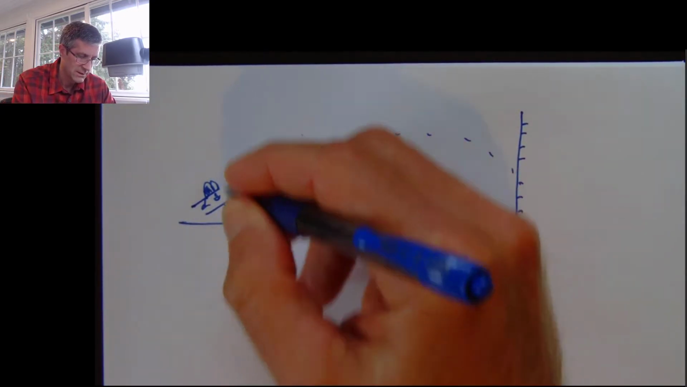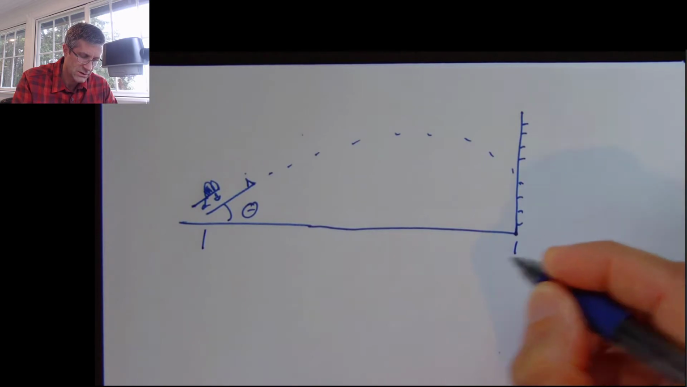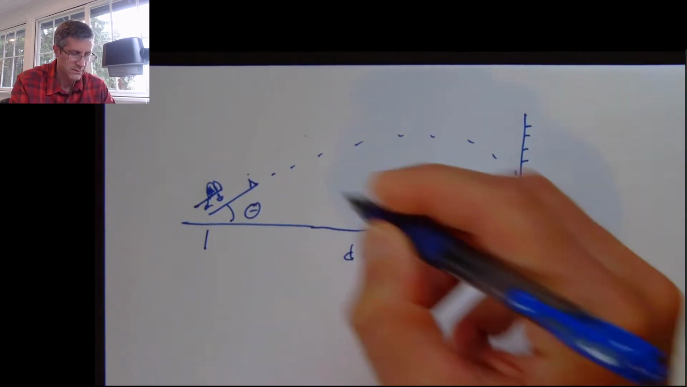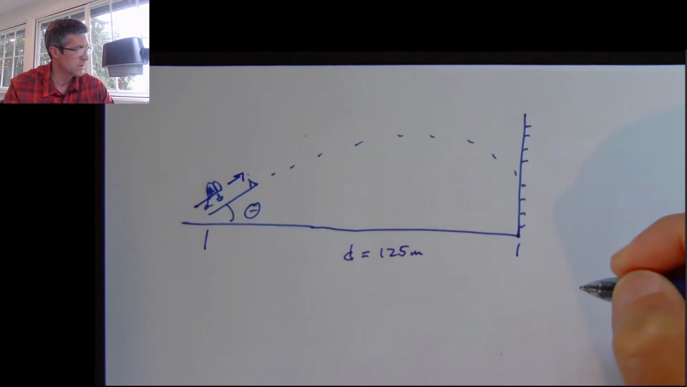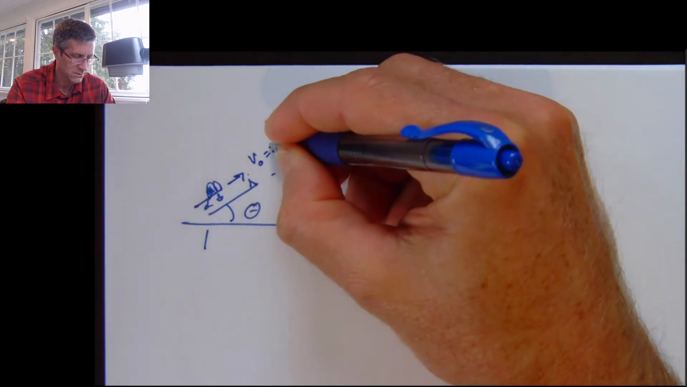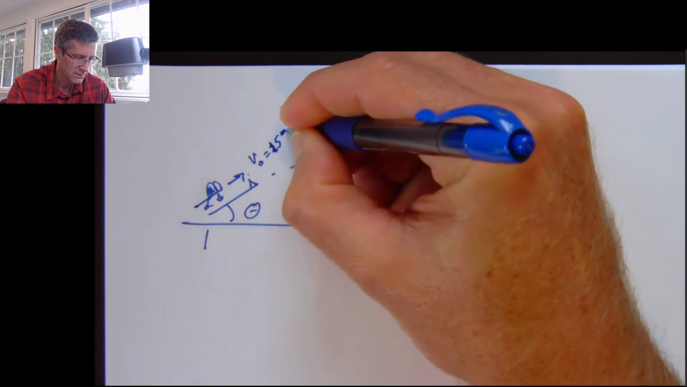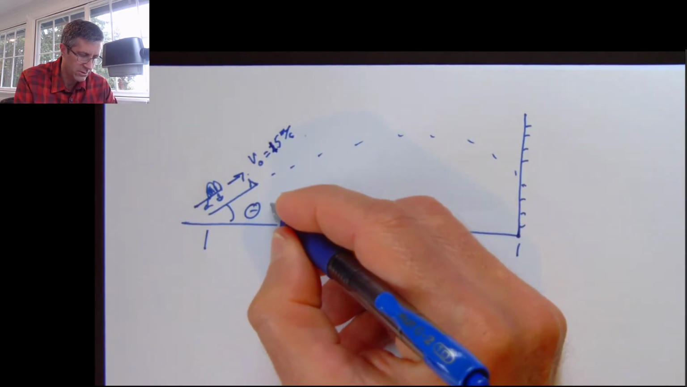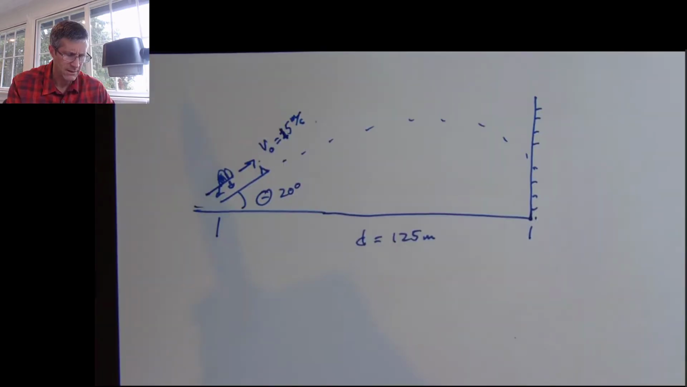So let's give it two things. Let's say we have some distance to this wall, say 125 meters. Let's give it some initial velocity. Let's give it a velocity, I don't know, 25 meters per second. Yeah, let's do slower, 15 meters per second. And let's give it an angle of, I don't know, 20 degrees. Let's lay out things we know.